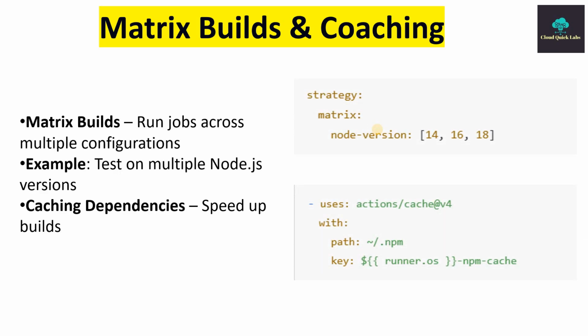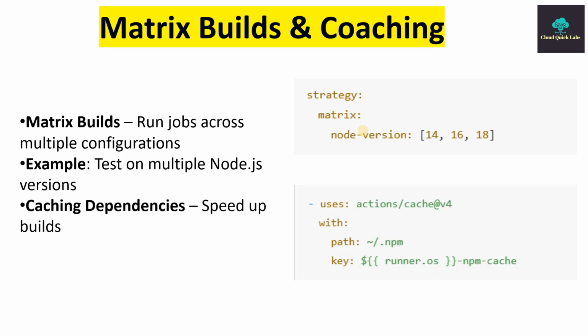Now, let me talk about what is matrix and what is caching here. Basically, matrix build is meant for running the jobs across multiple configurations. You see that in the strategy, which comes underneath the job. So strategy talks about matrix. Matrix talks about a scenario where you have a piece of source code that you need to build using different versions and run it across, right? That is where the matrix build comes into the picture to help you, which runs the job across multiple configurations like Node version configurations.